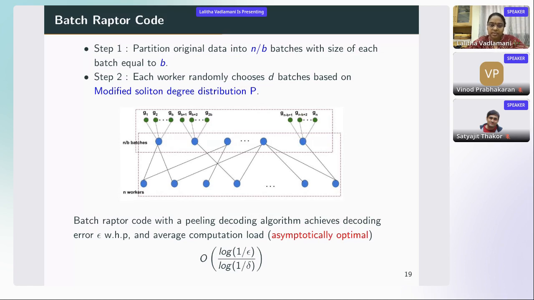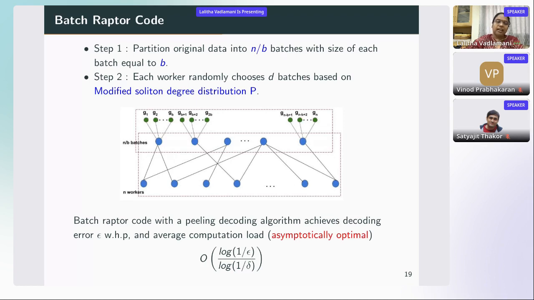What happens in the intermediate nodes here is that already one sum is taken, which means that G1 plus up to GB is already taken. So for going from n over b batches to the workers, batches are assigned to the workers somewhat randomly. That random choice is based on a certain degree distribution, which is from the literature on Raptor codes, and that is the reason this is called batch Raptor codes. Because what is actually going as input to the Raptor code is these n by b batches of gradients. If you don't know the Raptor code, I'm not going to go through a whole lot of detail to explain that.